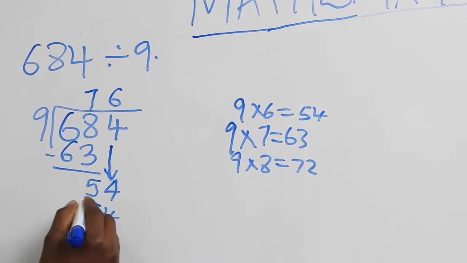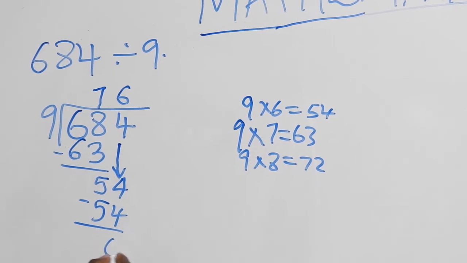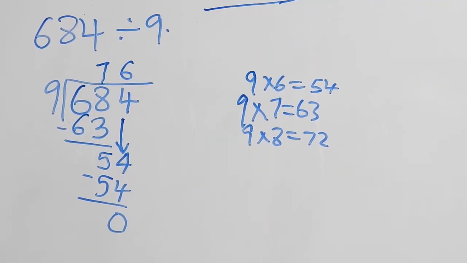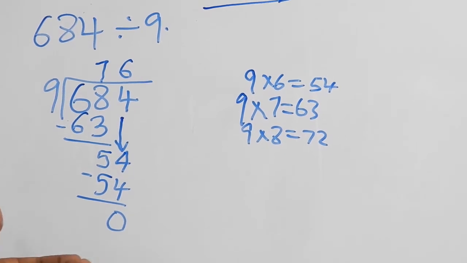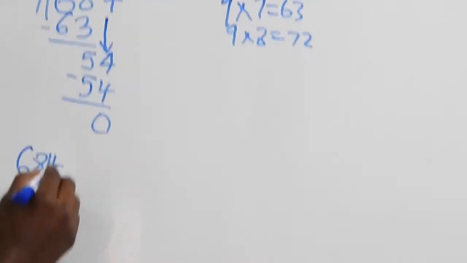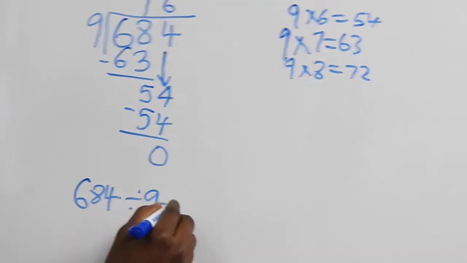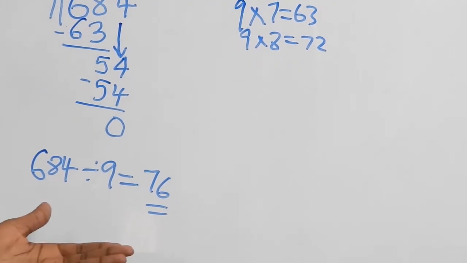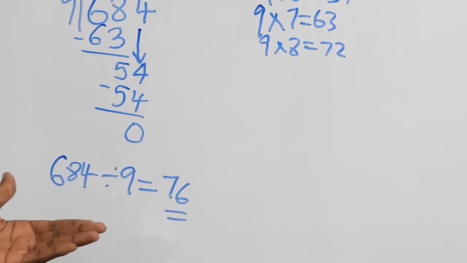And then we subtract. If we subtract, we have 0. 0 is our last remainder. That means that our division is complete. So we say 684 divided by 9 is equal to 76. So that is the division using the long method.